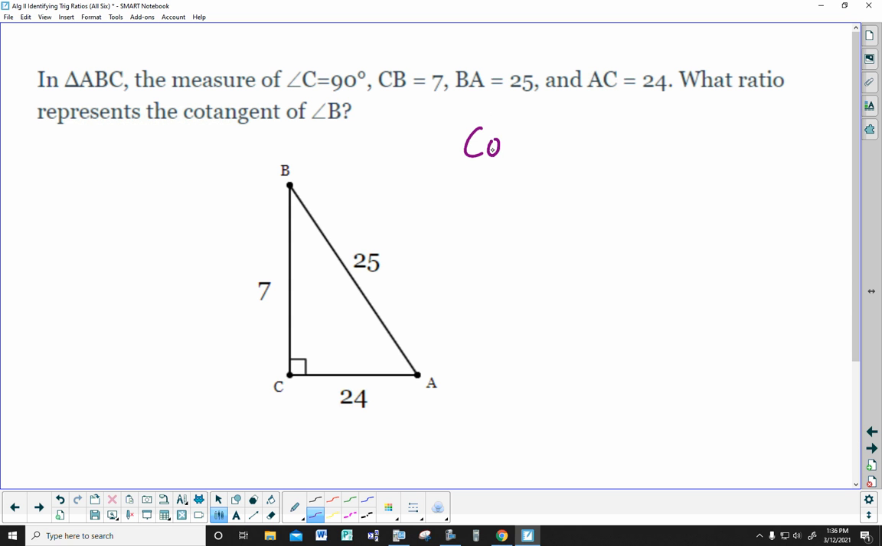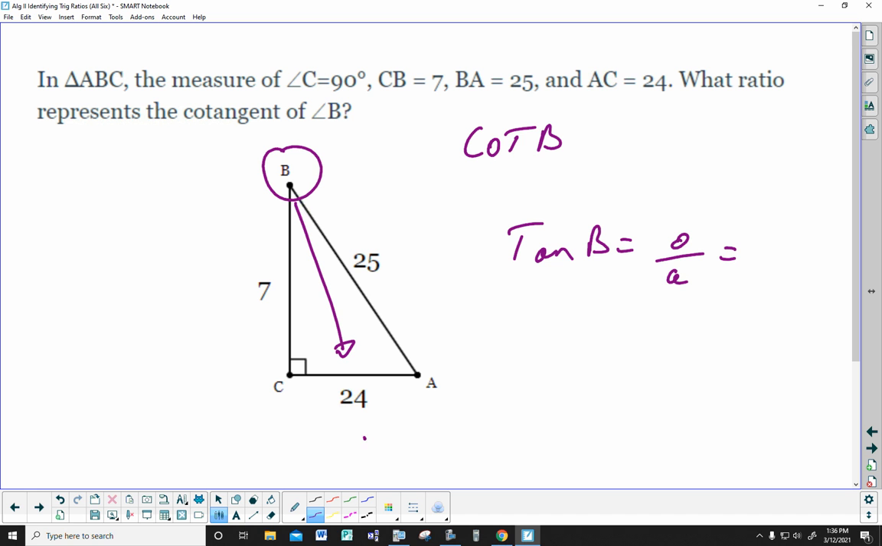Cotangent of b. So I would find the tangent of b, which is your opposite over your adjacent. So we're standing at B this time. This side is your opposite. This side is your adjacent. Opposite over adjacent would be 24/7. So cotangent of B is going to be 7/24.